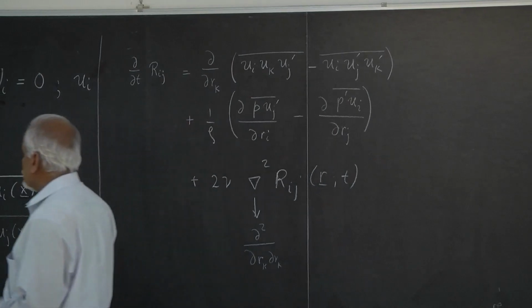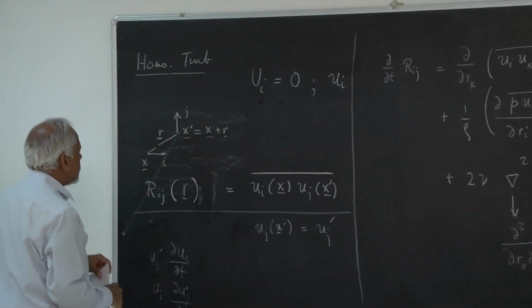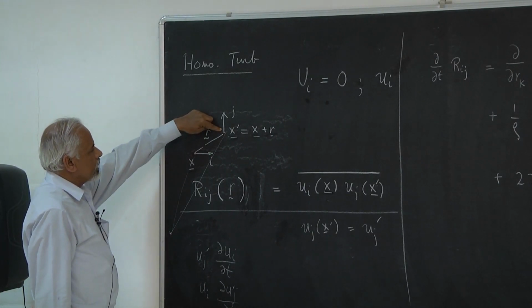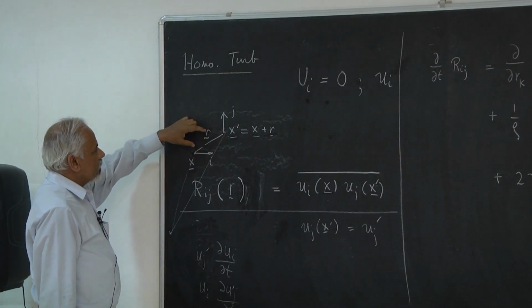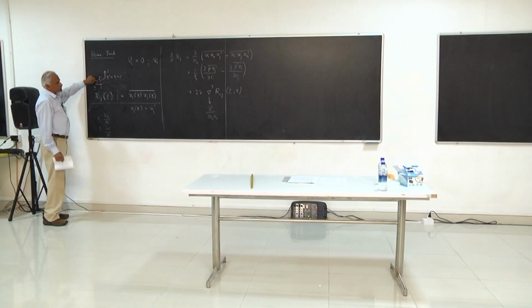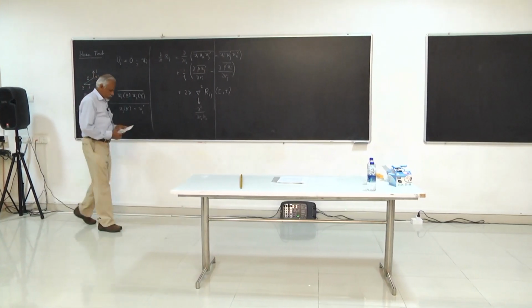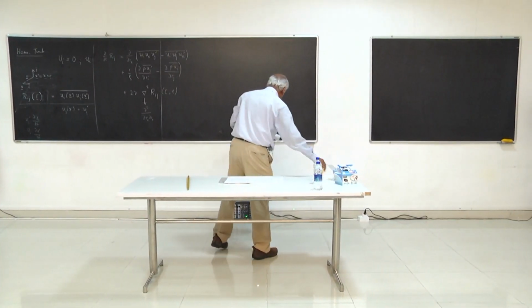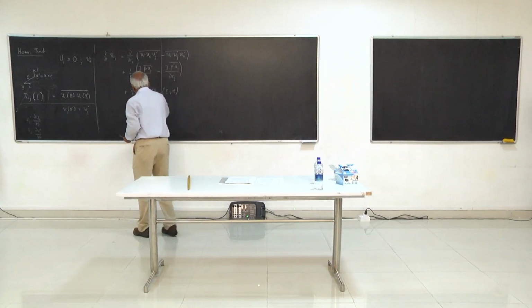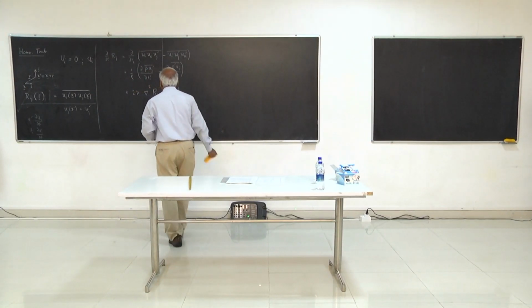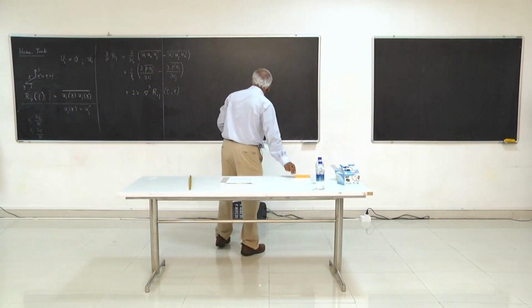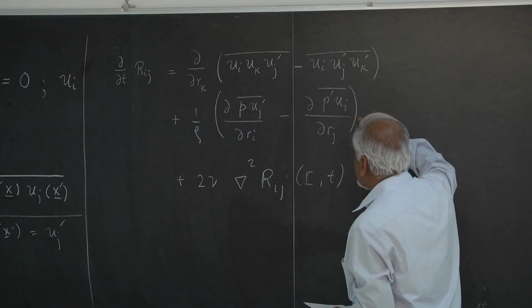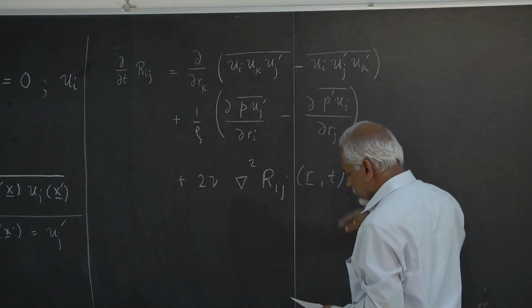It all refers to the separation vector. What I have done is there is d by dx here and d by dx primes there, and I have converted them all to a differential with respect to this separation vector. So that's the equation, which is not as hard as the one before, but it has all the terms in it. This is the nonlinear term, this is the pressure term, and this is the viscous term.